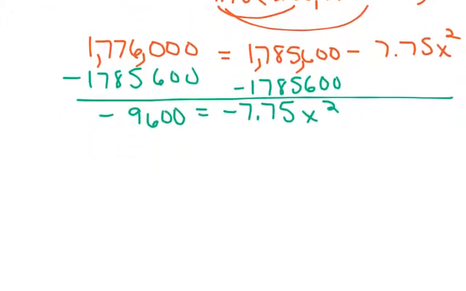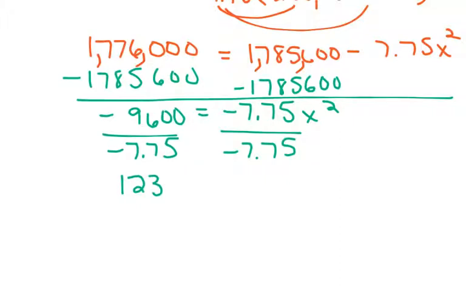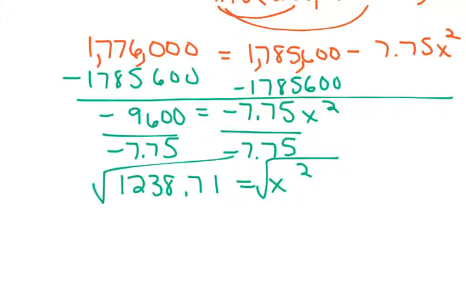I'm going to divide by negative 7.75, which is good because I want this to be positive before I try to take the square root of it. So I get 1,238.71 approximately. And now I can take the square root of that answer, and I'm going to find out that the square root is approximately 35.